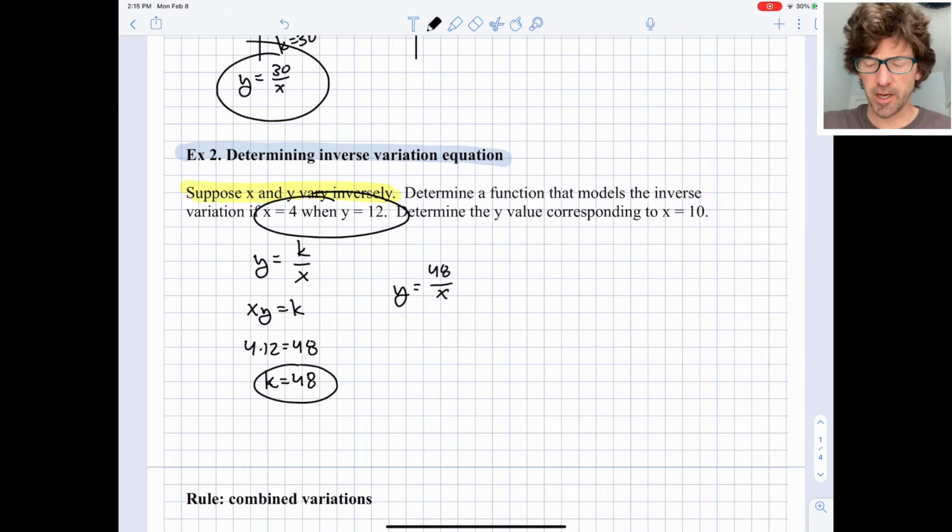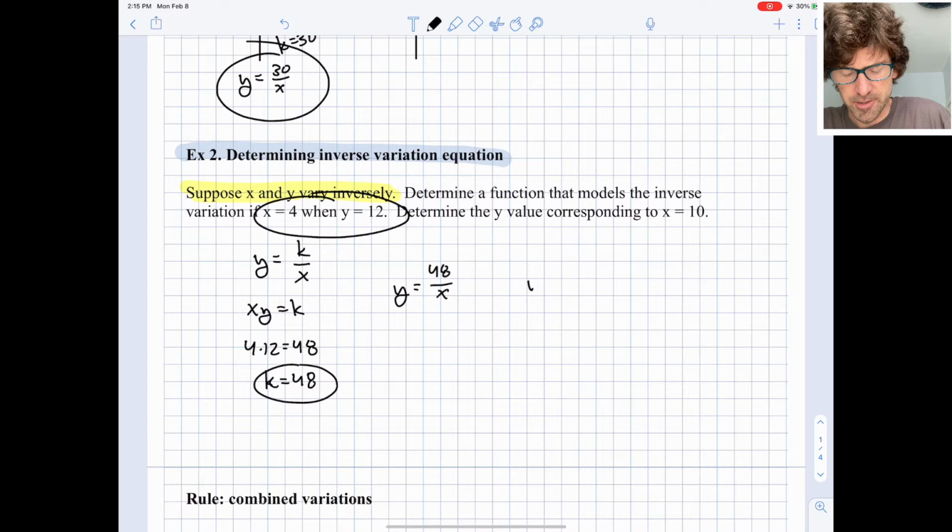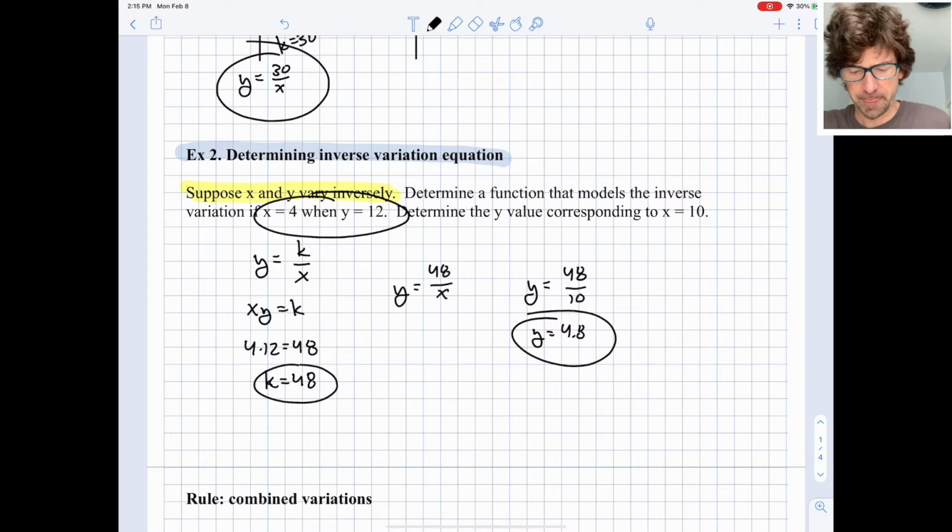And now we can find y if x were to be 10. So y equals 48 over 10. So y equals 4.8. All right, x and y vary inversely in that situation with a constant product of 48.